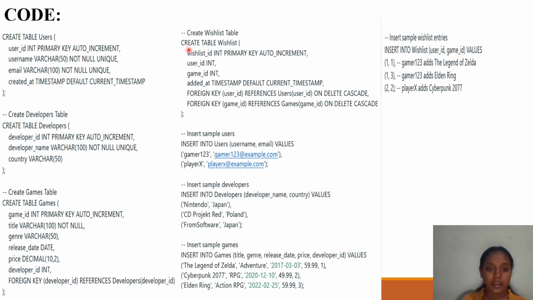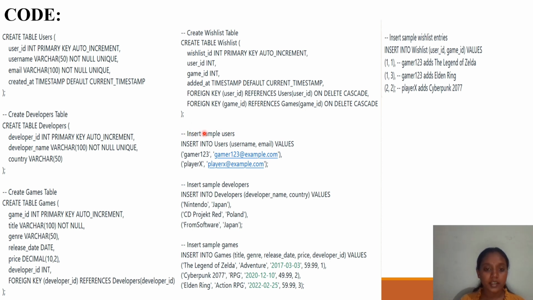And next I have created a table wishlist. Wishlist consists of wishlist ID as primary key auto increment. Next, user ID int, game ID int, added at timestamp default current timestamp. The foreign keys are user ID referencing the user ID on delete cascade. Next foreign key is game ID referencing game ID on delete cascade.